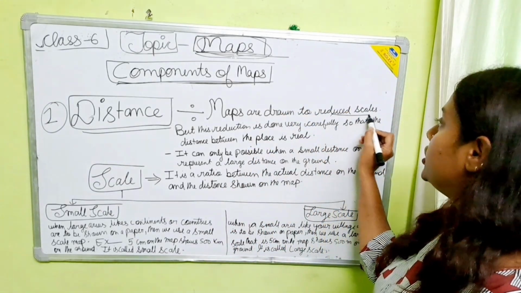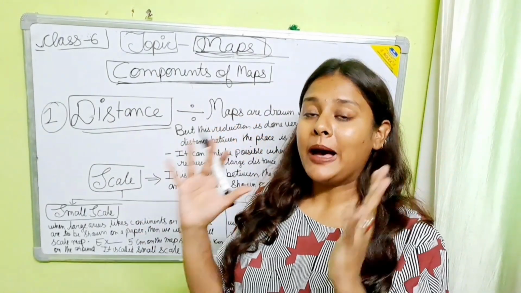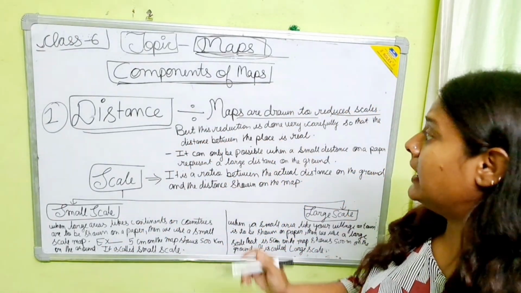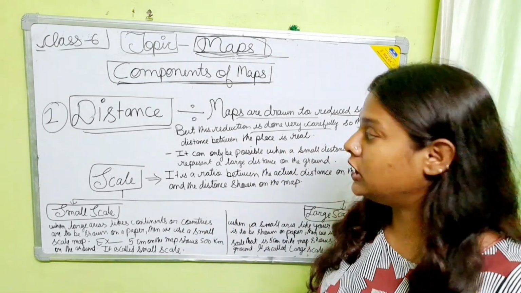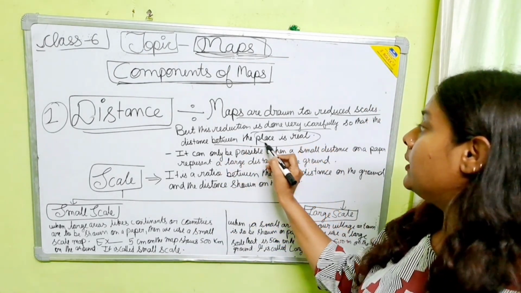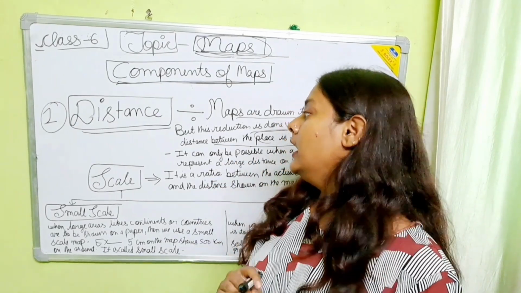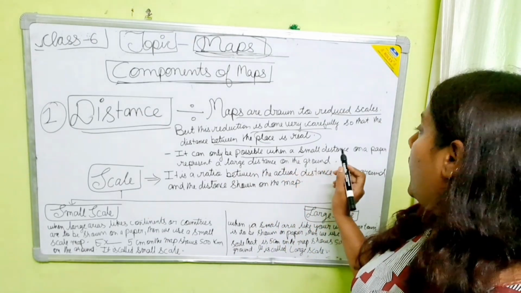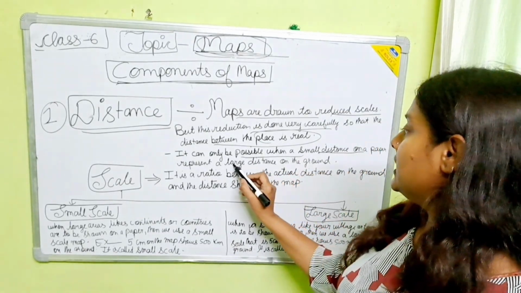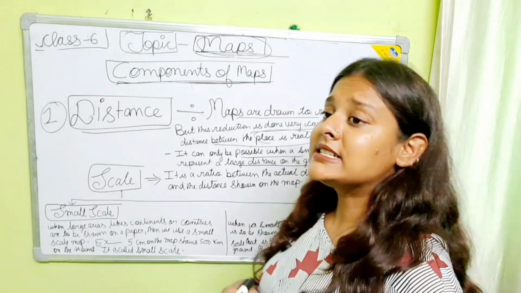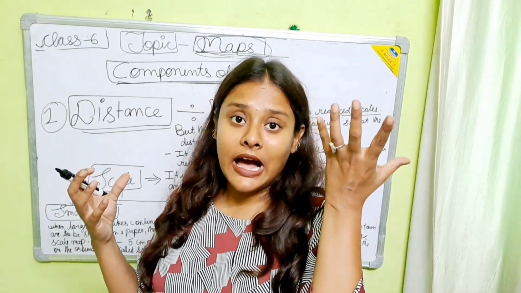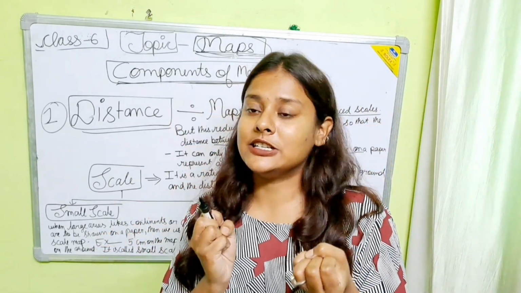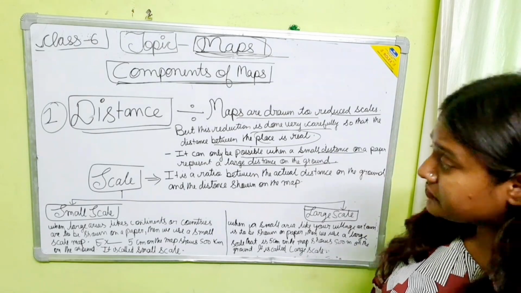Maps are drawn to reduce scale. As I told you earlier, maps can't be drawn without scales, and these maps are drawn to reduce scales. But this reduction is done very carefully so that the actual distance between the places appears to be real. The distance doesn't change. It can only be possible when a small distance on paper represents a large distance on the ground. This can only be possible when the large distance on the ground can be shown as a small distance on the paper.